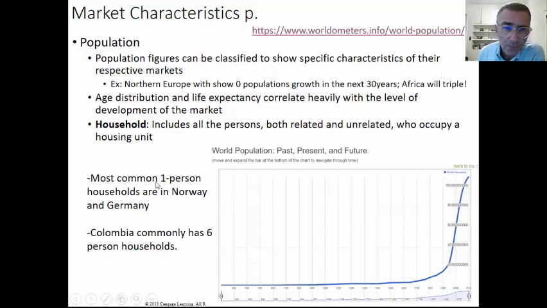Most common one-person households are in Norway and Germany. So these two countries rank as the top countries in the world with the most households with only one person living in them. And then on the extreme opposite, one of the countries featured is Colombia, where commonly there are 6 people per household. So obviously, for the context of this class, international marketing, this is critical information.